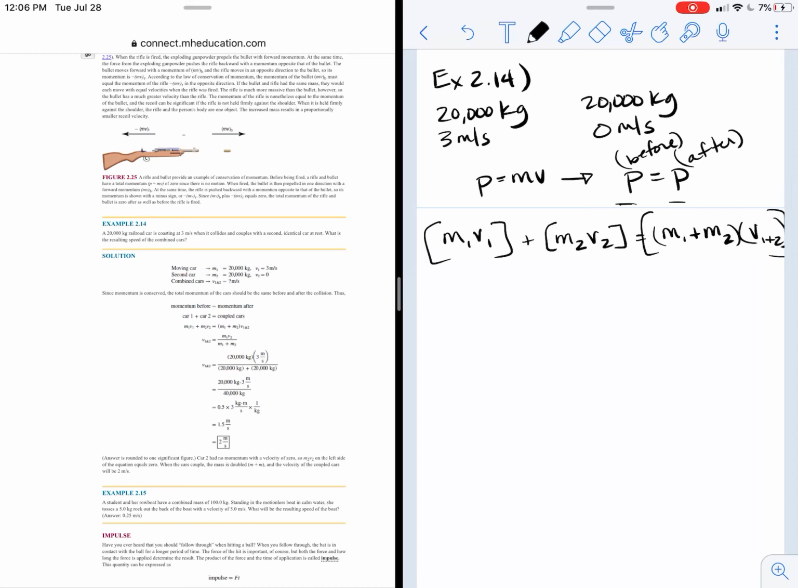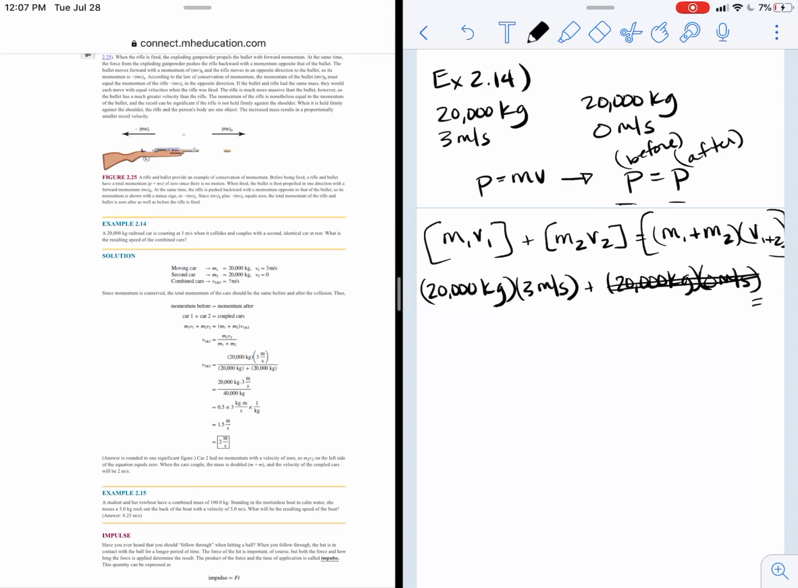So you've got mass 1. I'm going to start filling out numbers here. So you've got mass 1 times velocity 1 plus mass 2, which was 20,000, times velocity 2, which was 0. Well, what's anything times 0? 0. So we can cross that one out.